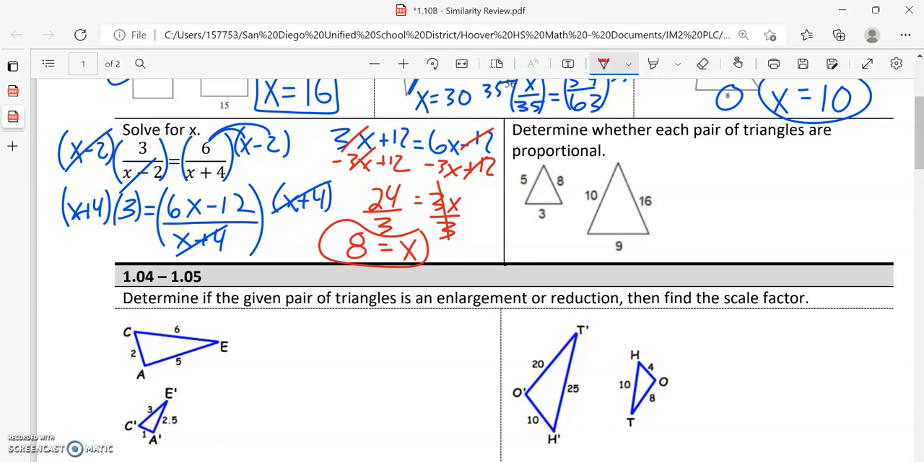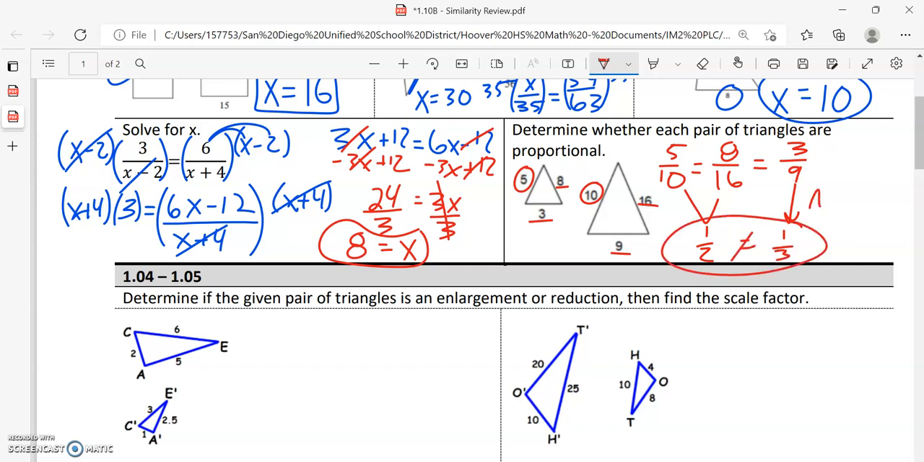Determine whether each pair of triangles are proportional. So we have side 5 corresponds to side 10, then 8 and 16, and finally 3 and 9. So 5 over 10, is that equal to 8 over 16? Is that equal to 3 over 9? Both of these equal 1/2. This one equals 1/3. So they do not equal, therefore they are not similar.